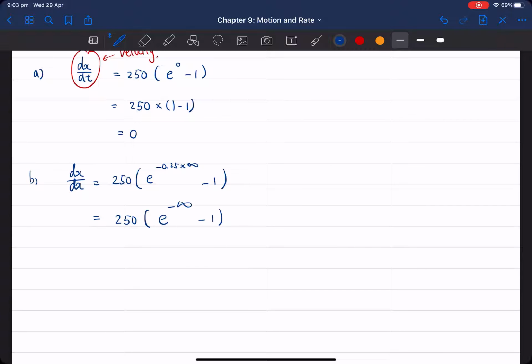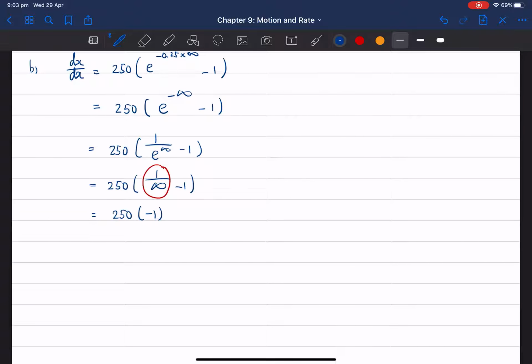Now, what is e to the power of negative infinity? As a power, that means 1 over e to the power of infinity. And then, 1 over e to the power of infinity means the denominator becomes extremely large, and you've got 1 divided by an extremely large number. That just means it's equal to 0. So you've got 250 times 0 minus 1, because 0 minus 1 is minus 1. And that gives you negative 250.